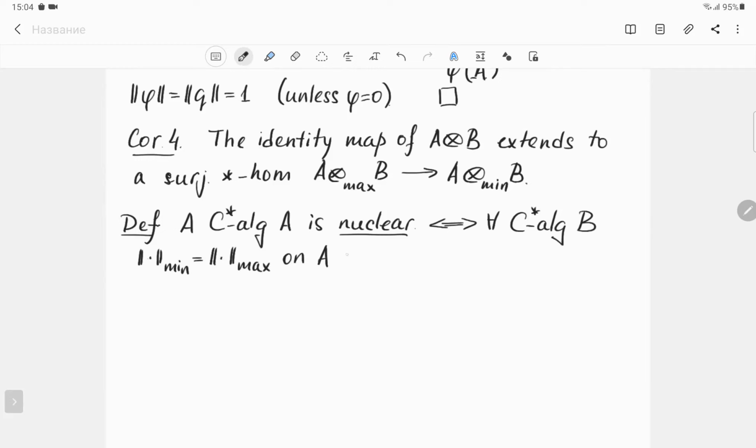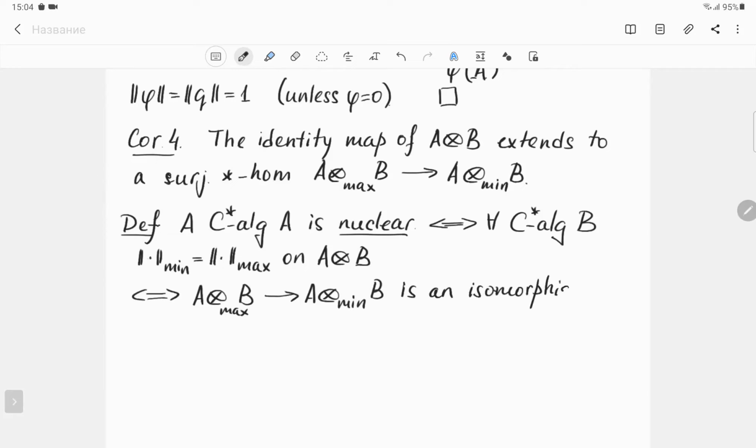On the algebraic tensor product. And this is obviously equivalent to the statement that this homomorphism from the previous corollary, the homomorphism from the maximal tensor product onto the minimal tensor product, is an isomorphism. This is clearly equivalent because if it is an isomorphism, then it is automatically isometric, and so the maximal and the minimal C-star norms are the same.